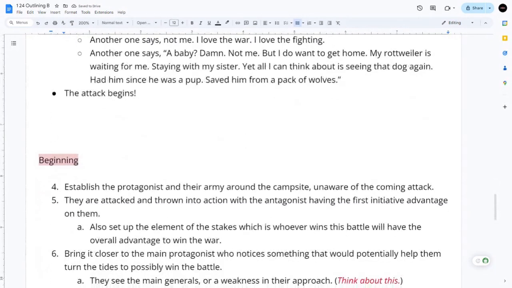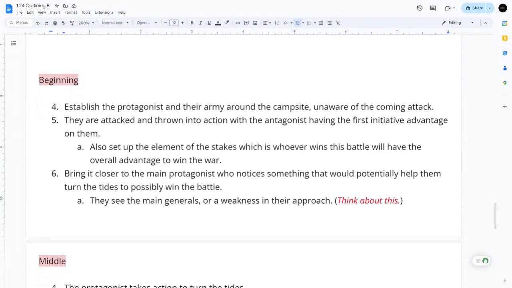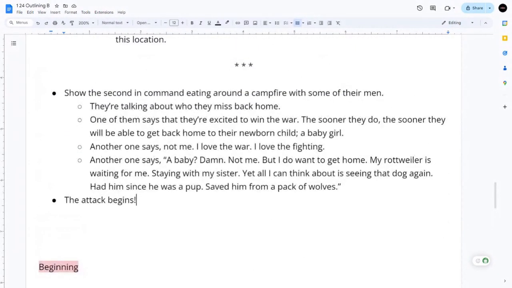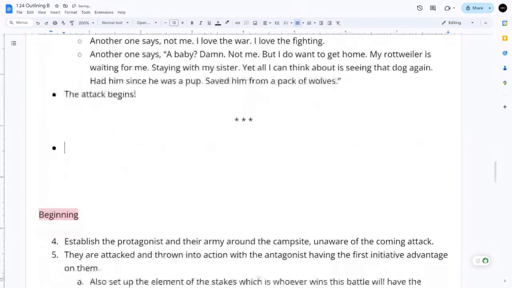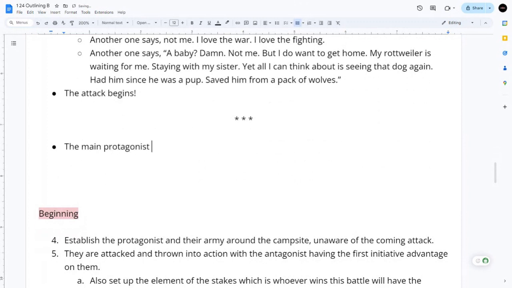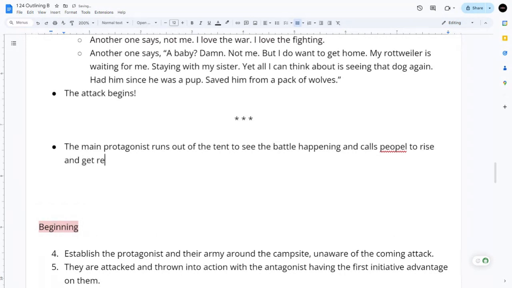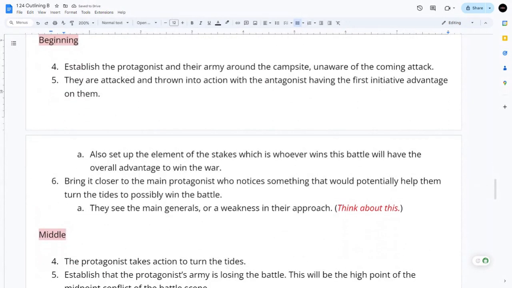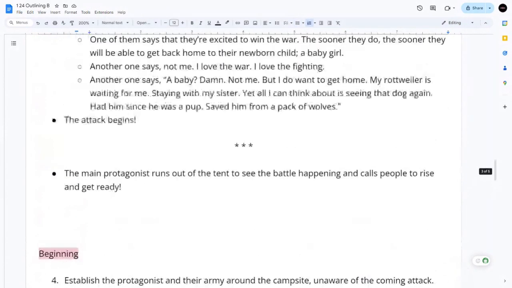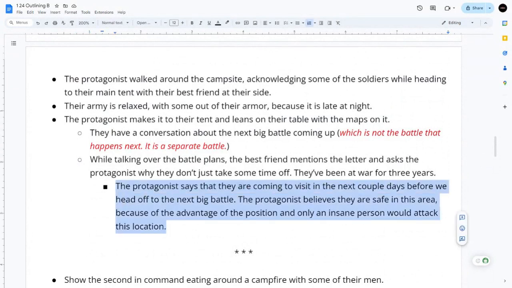All right. But again, now I have to go back to the main protagonist. Okay. Runs out of the tent. Calls people to rise and get ready. All right. So that's important. What else do I got to set up? So this I kind of set up with this conversation over here.